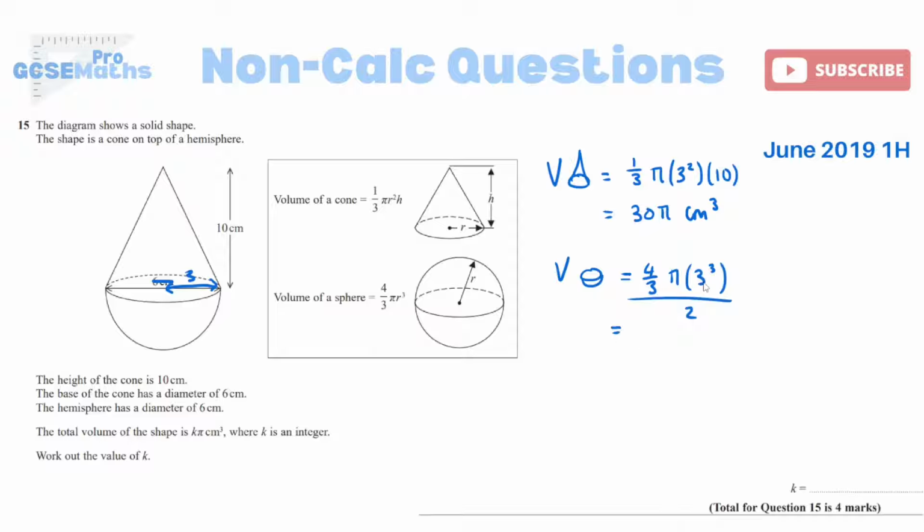So we've got 3 cubed, which is 27. Then you've got 4/3. So 27, you would divide by the denominator, so 9, times by the numerator, 36, divide by 2, 18. However you want to work that out, as long as you get 18 pi. So then the total volume is obviously 48 pi, but they've only asked for the k bit, the coefficient, which is the number bit, which is 48.